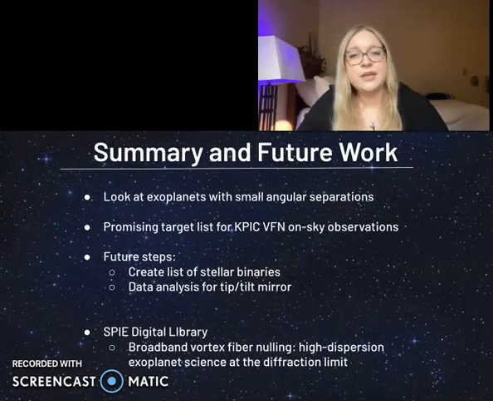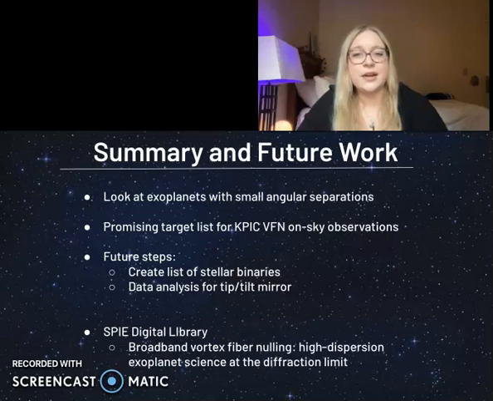In conclusion, the VFN mode of the Keck Planet Imager and Characterizer will be able to look at exoplanets with a small angular separation from their host star, much smaller than any existing coronagraphic techniques. A promising target list for the instrument's first light can be made using the sensitivity grids that tell us the mass and at what separation a planet would need to be at in order to be detectable with KPIC VFN.